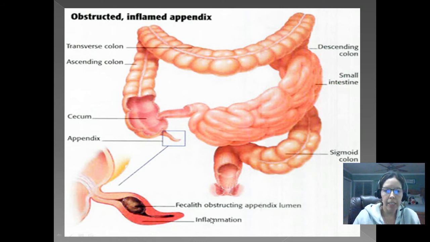As you can see in this image, there's a fecalith, which is that hardened fecal matter that obstructs the lumen of the appendix, causing inflammation, which will eventually develop into an infection.